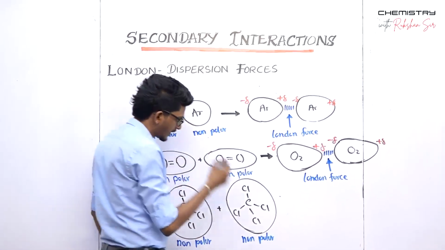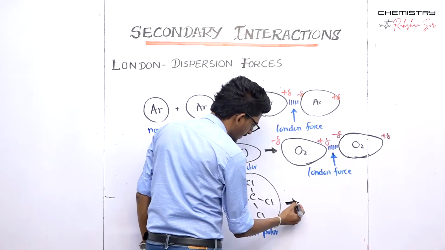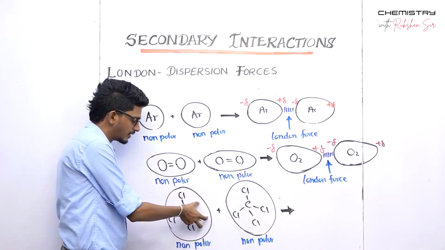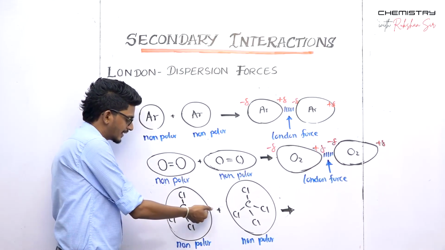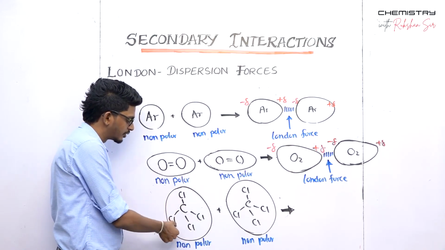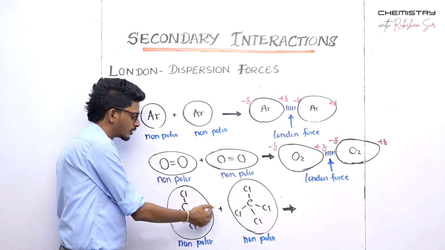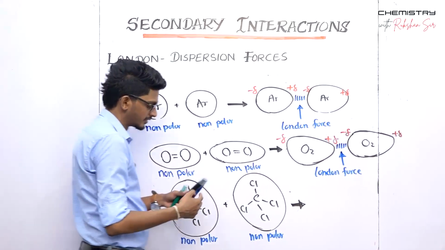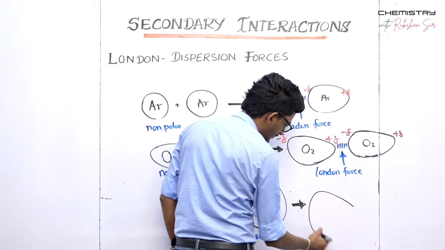What happens when these guys come closer to each other? Basically, the electron density of this molecule will repel from the electron density of the other, so the electrons will go towards this corner, giving greater electron density here, making it a minus delta, and less electron density here, making it the positive pole, the positive delta. So you would see the situation like this.